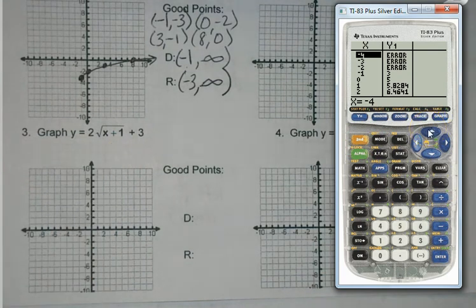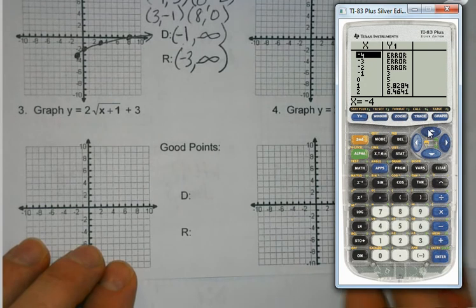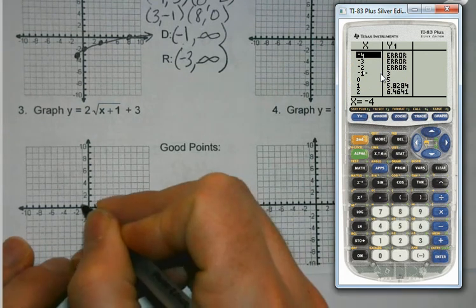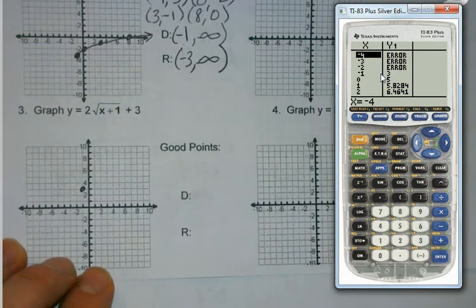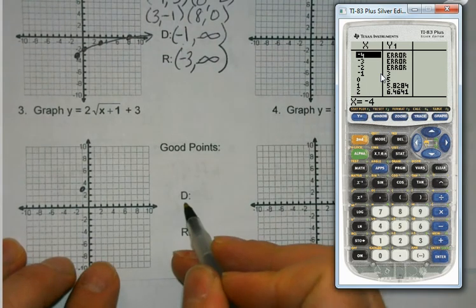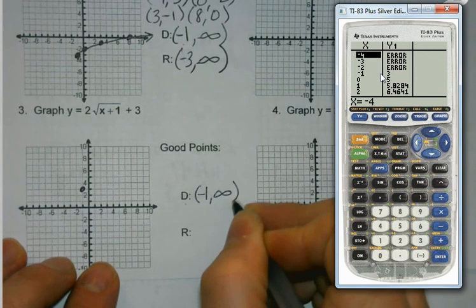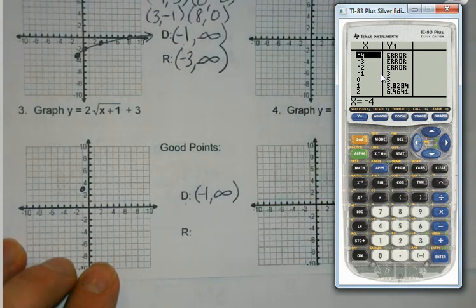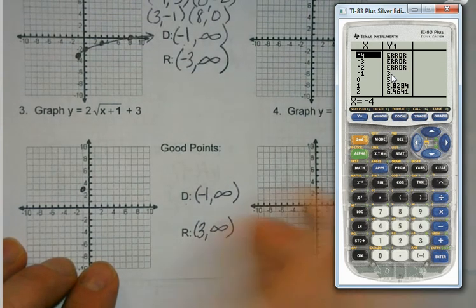So this time, let's do our domain and range first. So I look, I'm like, okay, error, error, error. Oops, here's my first spot where it's not error. So -1, +3. And that tells me my domain is starting at -1 and going to head off to infinity. And my first y value being 3 tells me I'm going to head from 3 to infinity.